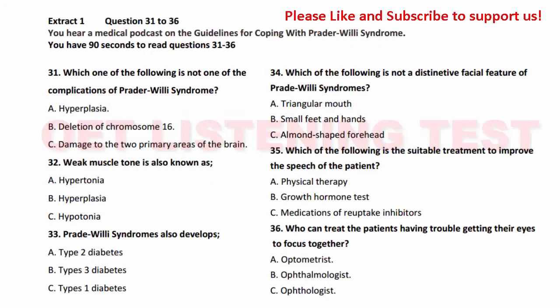Now look at Extract 1. Extract 1. Questions 31 to 36. You hear a medical podcast on the guidelines for coping with Prader-Willi syndrome. You have 90 seconds to read questions 31 to 36.